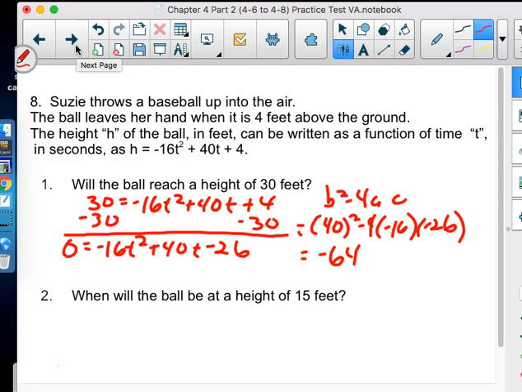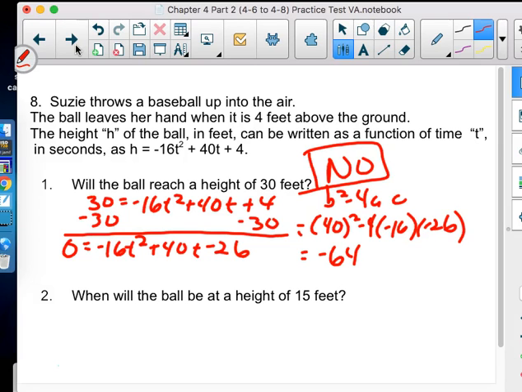Will Susie reach 30 feet? Nope, those are imaginary solutions. Will it reach? No. But we have to have the math to back it up. We can't just 50-50 this, say I'm not sure, I'll guess.